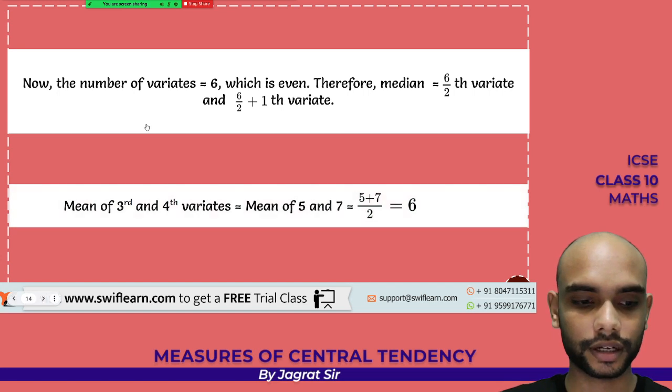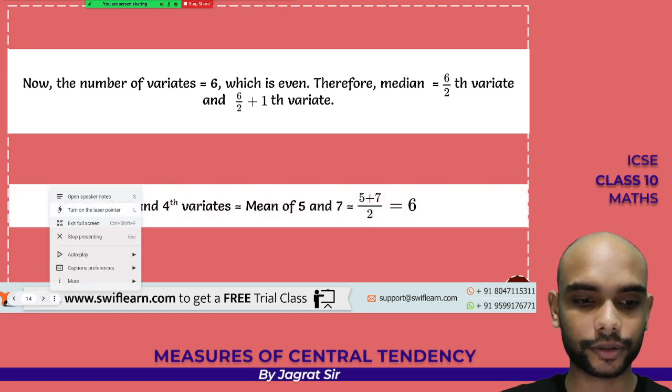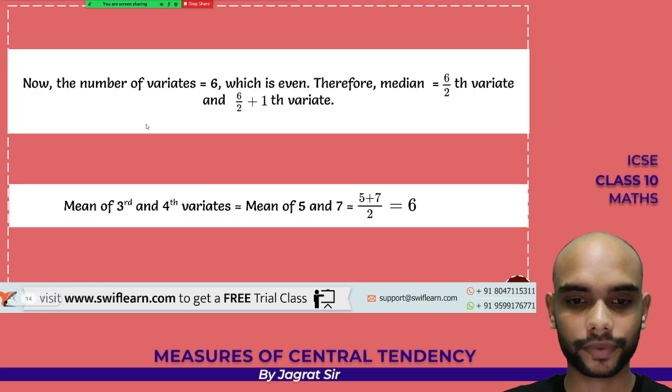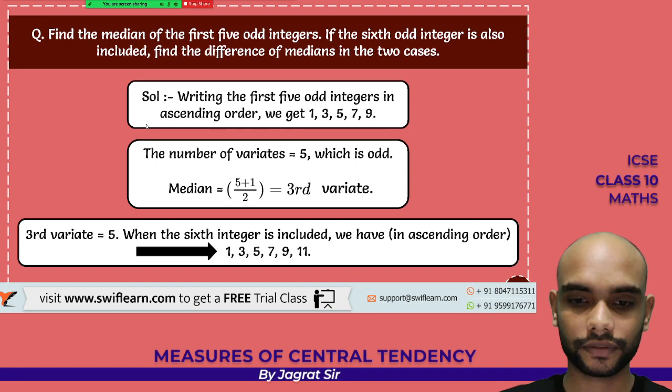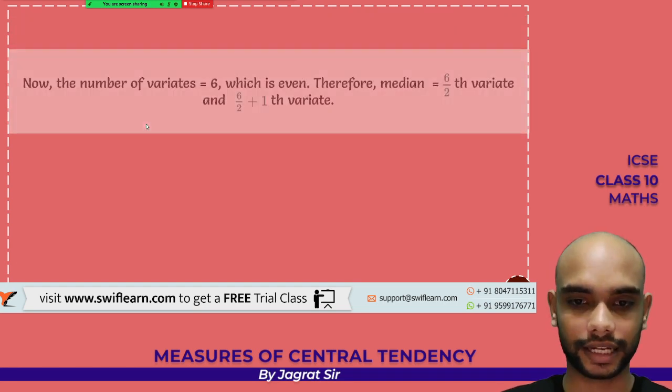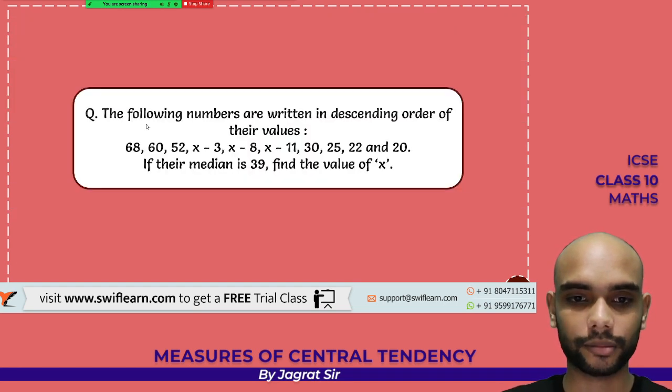So this 5 plus 7 is 12. 12 divided by 2. So you will get the answer. Okay. I hope I am clear. So first median is 5 and the second median is 6. Okay. Let's have one more question.